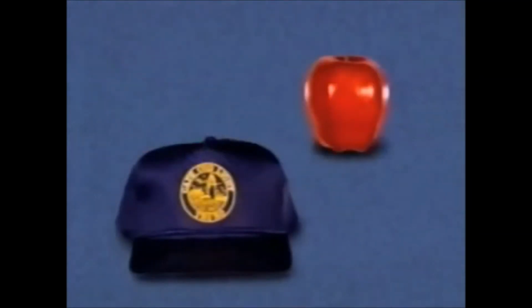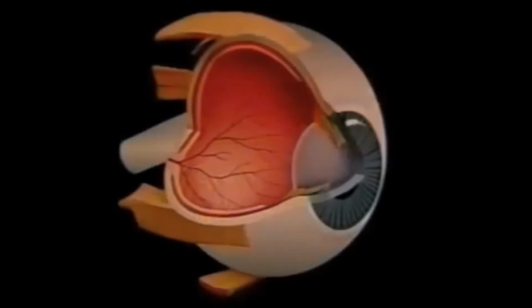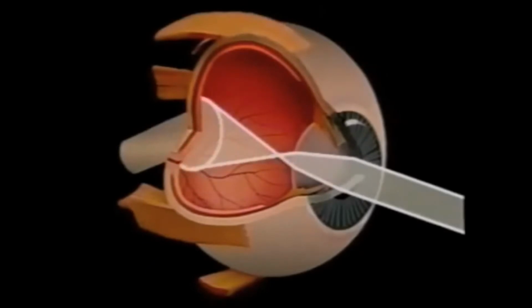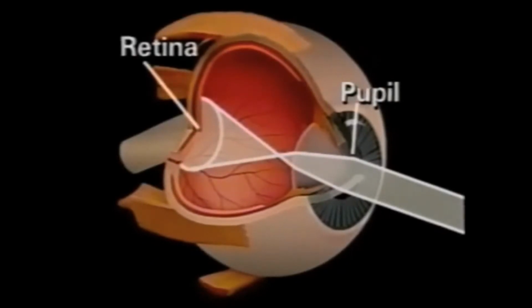But how do we actually see the colors that are reflected off of these objects? Light reflected from an object enters the eye through the pupil. The image then falls on the retina, the inner surface of the eye. The retina consists of specialized cells. Different cells respond to the different colors of light. As the image forms on the retina, these specialized cells transmit information about color to the brain.